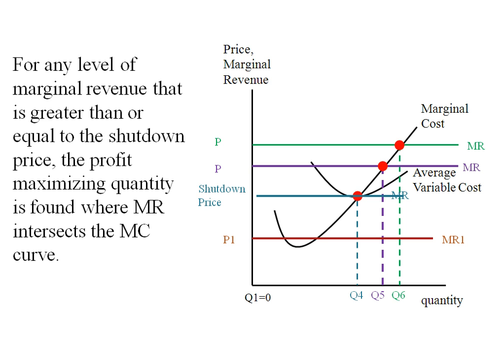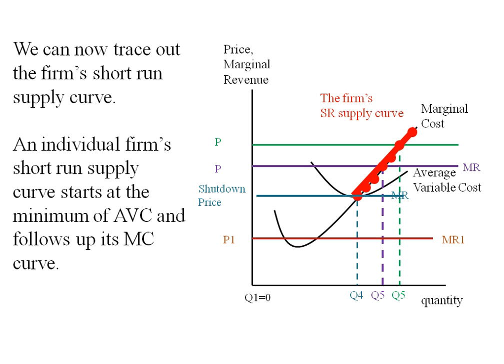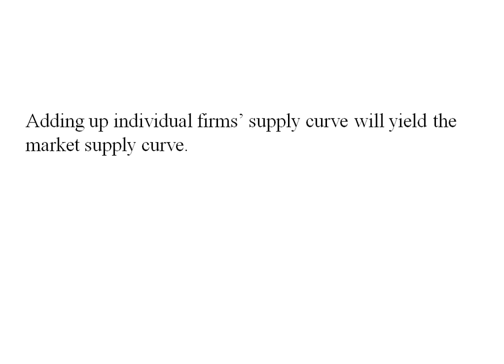But of course, I've just chosen 3 different points. I could choose all the ones in between, and I could trace out the firm's supply curve. Right? Every one of those red dots would have a marginal revenue curve corresponding to it. So if I just darkened it in, that would be the firm's short-run supply curve. It's a little bit messy here, but what we're going for is starting at the minimum of AVC, following the marginal cost curve up. If I added these up, I'd get the market supply curve.